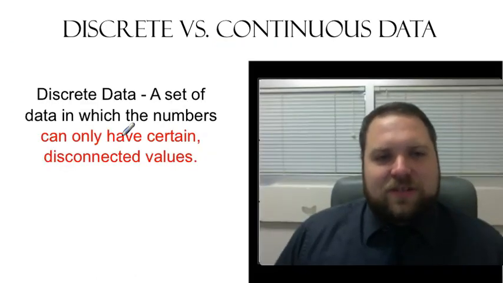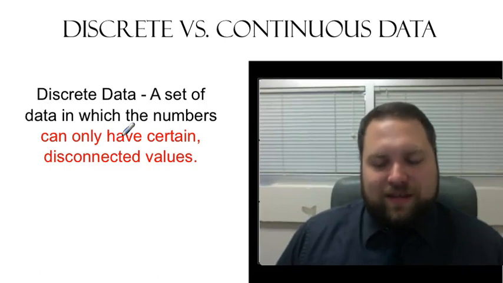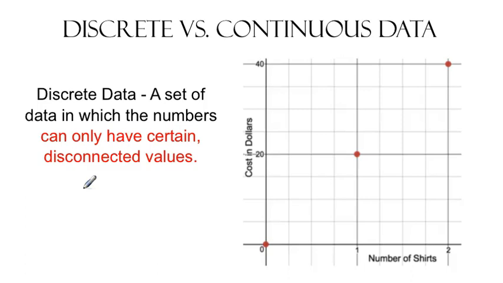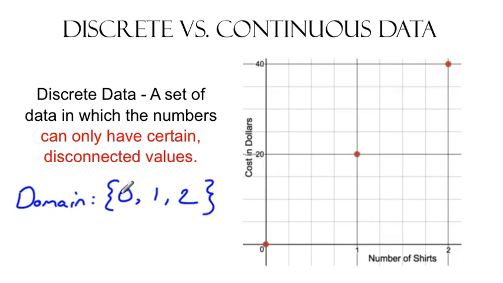So let's start with discrete data. It's a set of data in which the numbers can have only certain values. So that would be a situation like this. We're not allowed to buy half a t-shirt because that doesn't make sense. And so when I list the domain on these, I can list the domain as just a series of numbers. 0, 1, 2. And the domain can only have those certain values. They're not connected, so I don't have all the numbers in between there. It's just this right here.